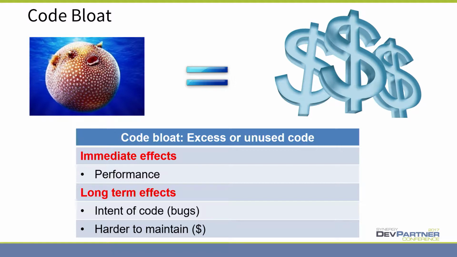Some of the immediate negative effects are going to be performance, although the compiler is usually pretty good about optimizing a lot of your large code out. But there are still some potential performance issues, especially if you are creating objects that are maybe unnecessary. So that's an immediate negative effect of large code. Long-term effects are much more significant, the biggest of which is the larger a piece of code is, the harder it is to determine what the intent of that code is.